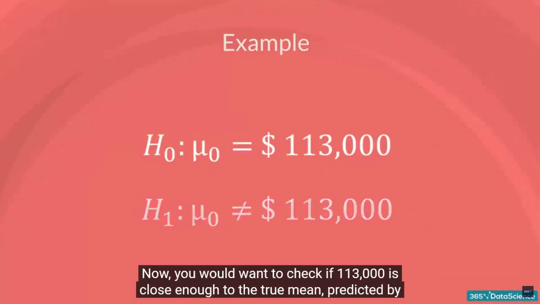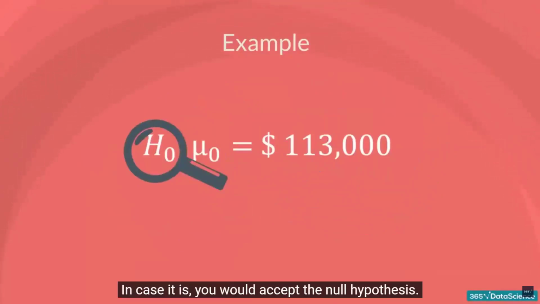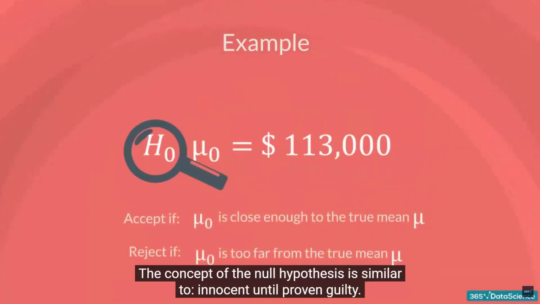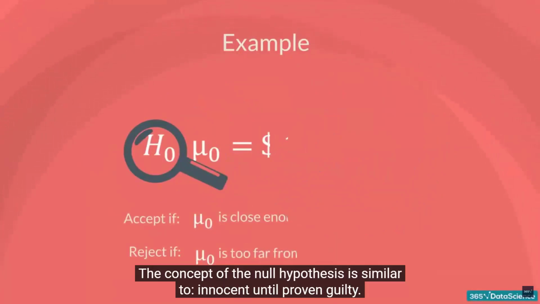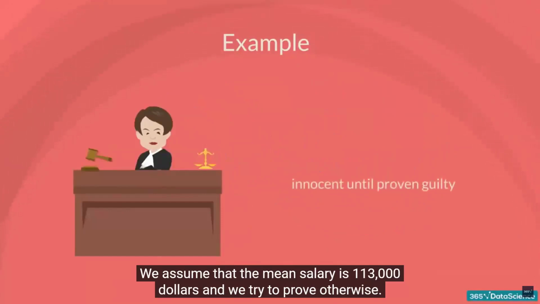Now, you would want to check if 113,000 is close enough to the true mean predicted by our sample. In case it is, you would accept the null hypothesis. Otherwise, you would reject the null hypothesis. The concept of the null hypothesis is similar to innocent until proven guilty. We assume that the mean salary is $113,000, and we try to prove otherwise.